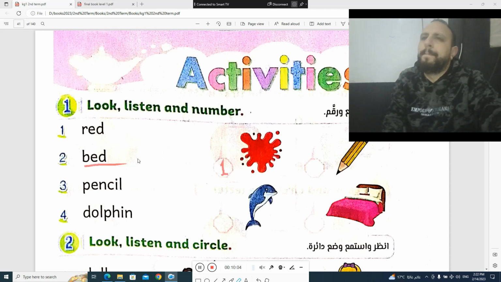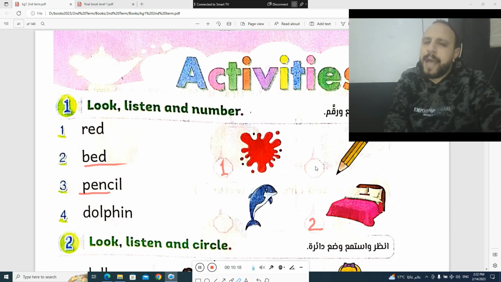Number two. Bed. Number two, bed. Number three, pencil. Excellent, excellent. Pencil, and then number three. Yes. Number four, dolphin. Dolphin. Number four, and the dolphin.